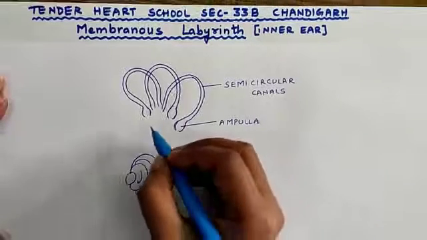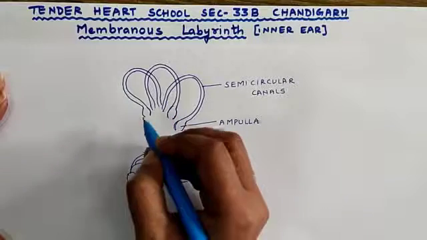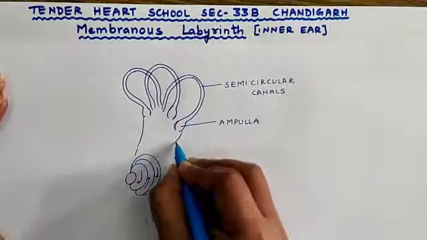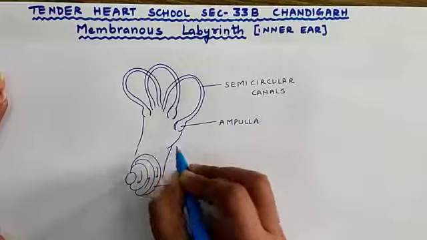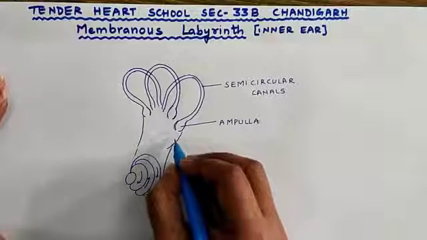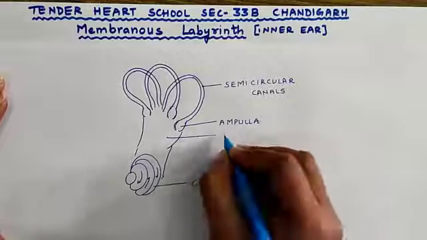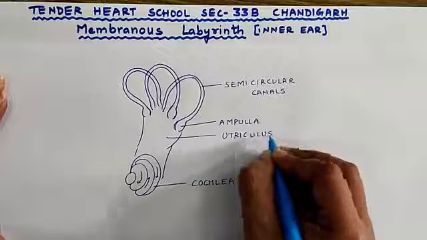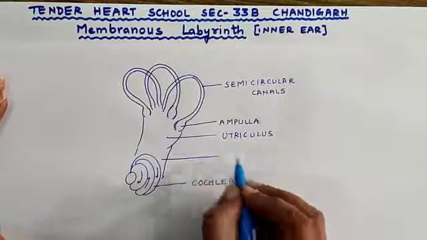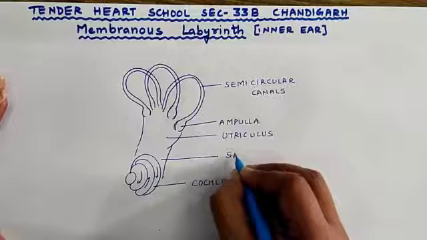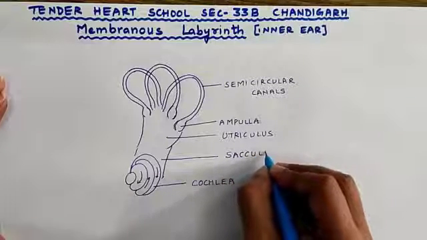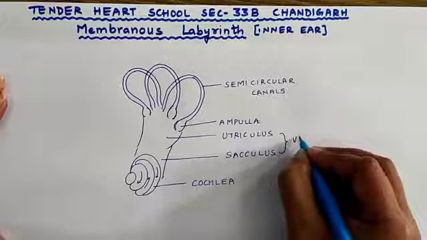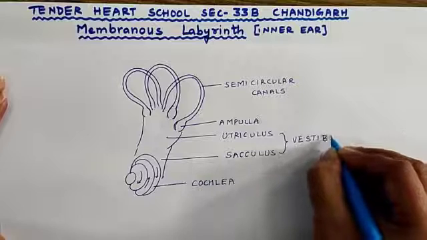Okay. Now there is a region which is joining the semicircular canals to the cochlea. This is your vestibule. The vestibule region is further made up of two parts, that is the utriculus and sacculus. So utriculus and sacculus, both of them together, are forming your vestibule.